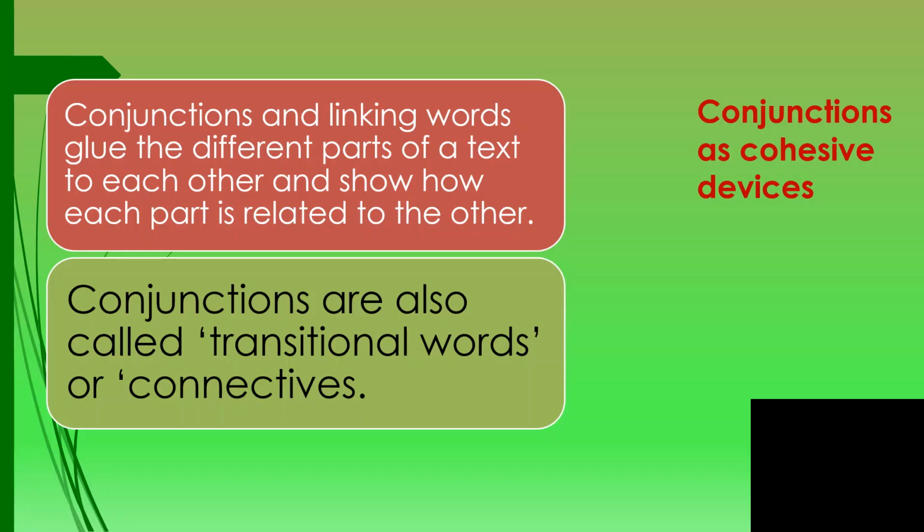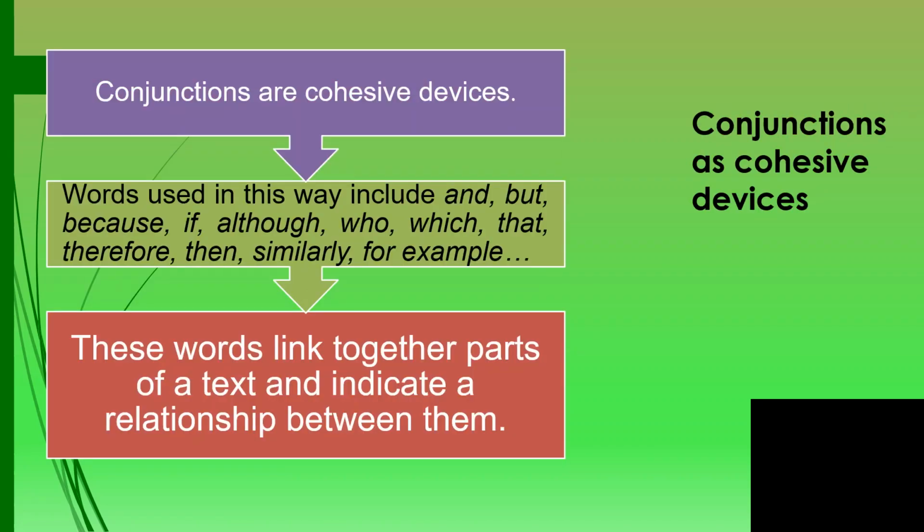And we're not surprised to find that it's conjunctions. Very obvious when you think about it. Conjunctions and linking words, I'll try to explain the difference in a minute, glue different parts of a sentence, different parts of a paragraph, and one paragraph with another. Anyway, we sometimes call them transitional words and connectives and so on. You have a few examples there. So conjunctions, the first type of cohesive device.